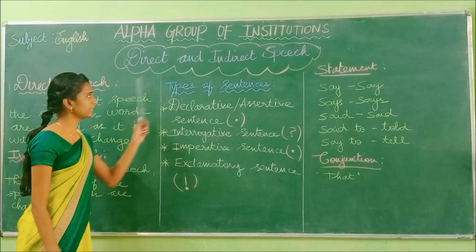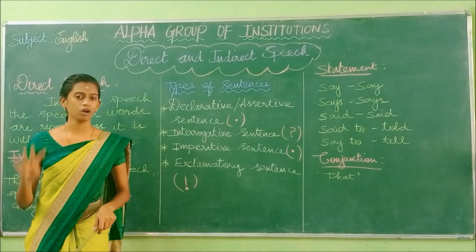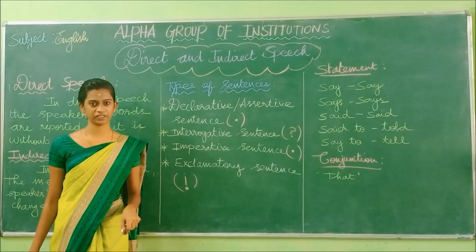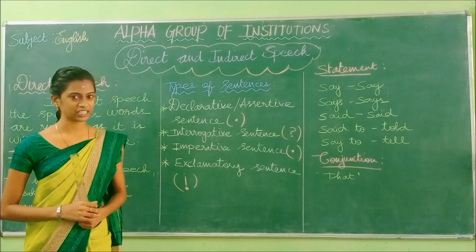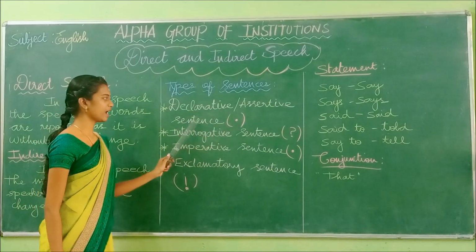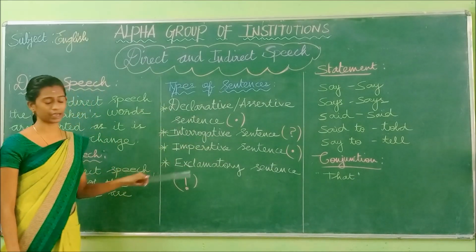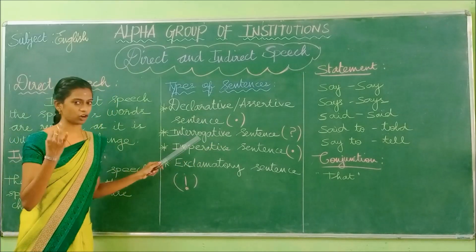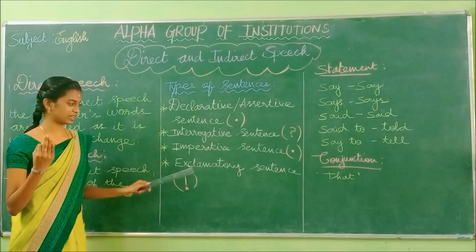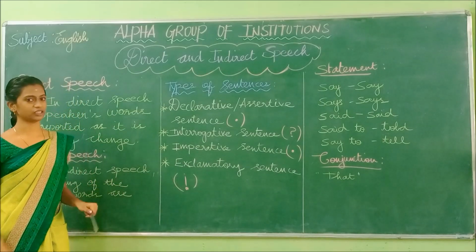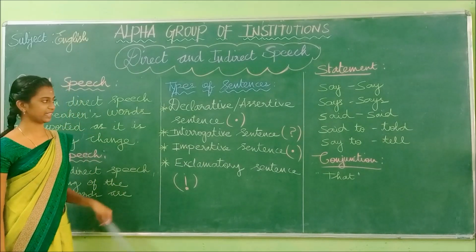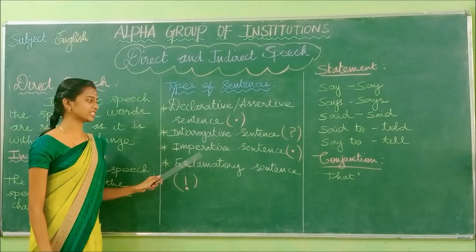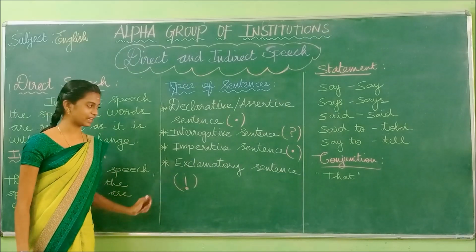In direct and indirect speech, we have to know four types of sentences. And what are the four types of sentences? Declarative or assertive sentence, interrogative sentence, imperative sentence, and exclamatory sentence.